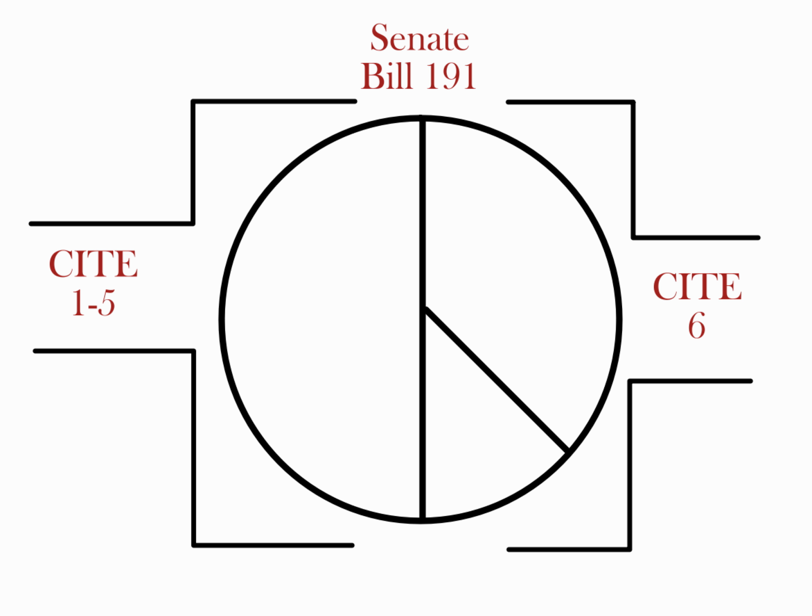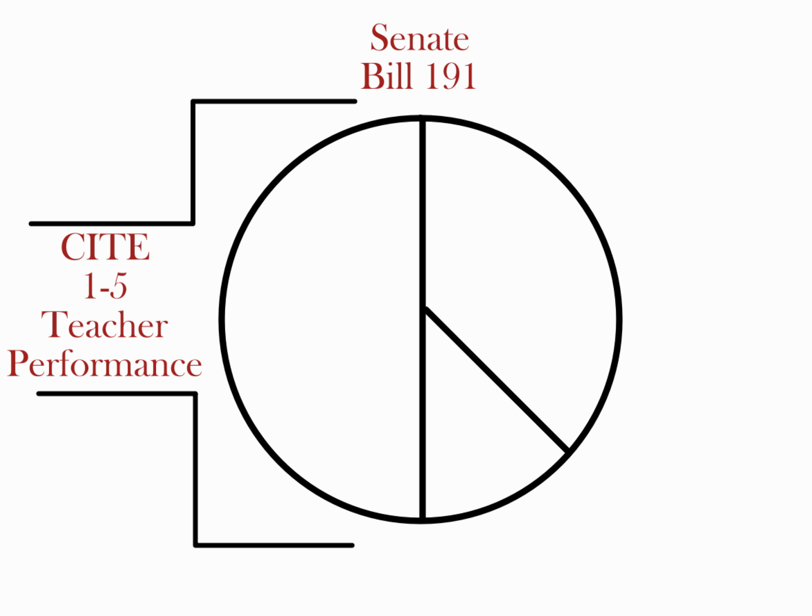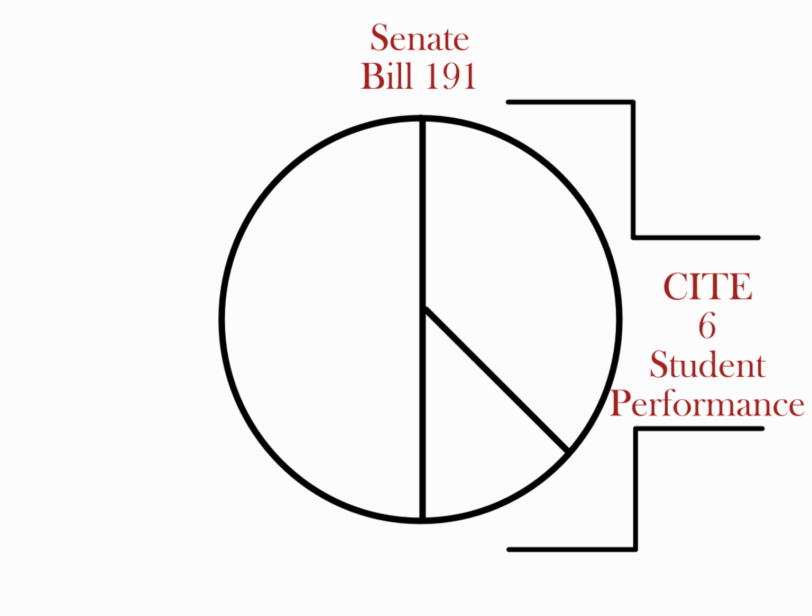So Cite 1 through 5 are all the other professional standards that are observed by your principal or you can submit as evidence. Senate Bill 191 calls this out as 50% of educator effectiveness. The other 50% that the legislation calls out is Cite Standard 6, and we refer to this as student performance. This is how students perform on assessments and the growth that they make.